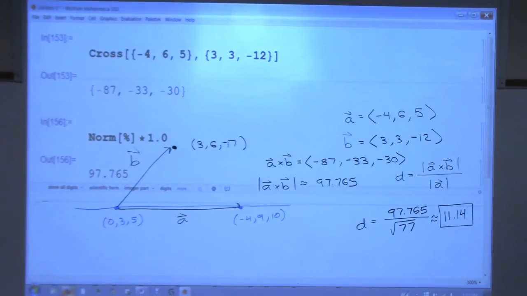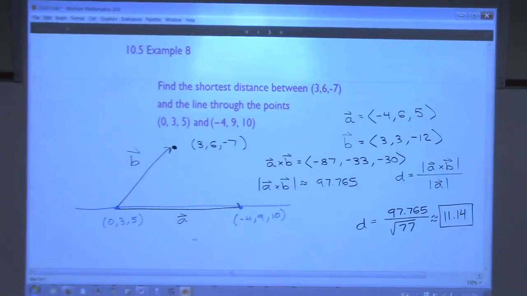What do you think? Yeah? So that should be the shortest distance right there.